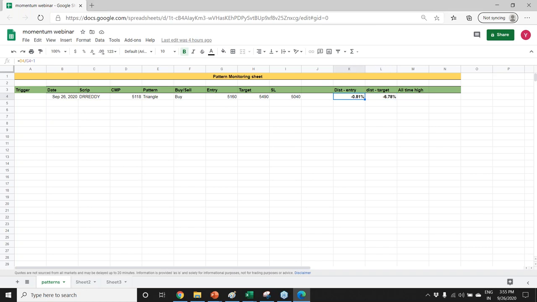And this is just to see how far we are from the target or entry point. If the stock is at an all-time high, then you mention here it's an all-time high. So this gives you added conviction. And for future filtering also, this is useful.